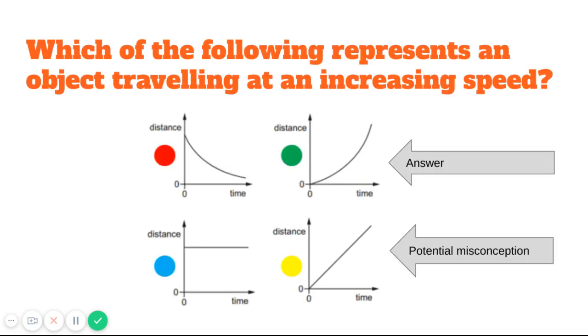So here's a quick little example. Which of the following represents an object travelling at an increasing speed? So you can see I've identified an answer there. The potential misconception comes from the fact that students have to study velocity time graphs, and that's what it would look like. So the potential misconception here would be the right answer if it was a velocity time graph, not a distance time graph.